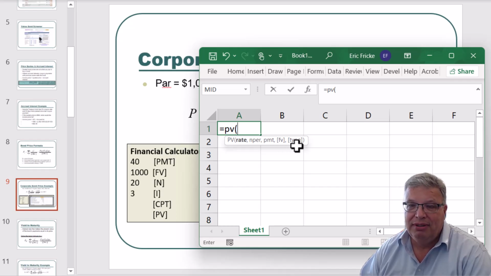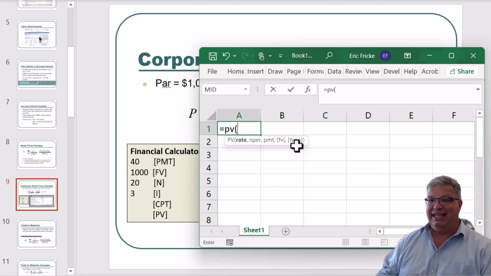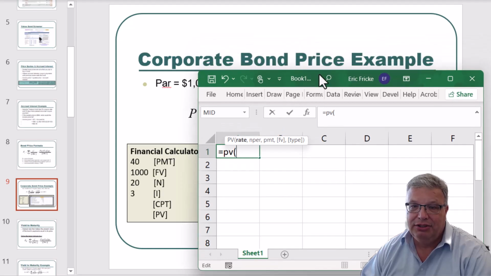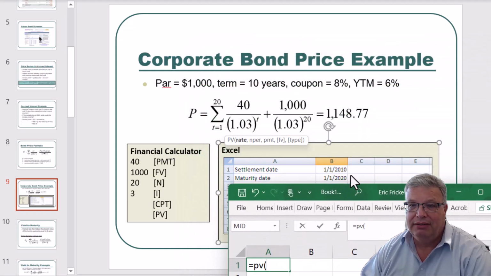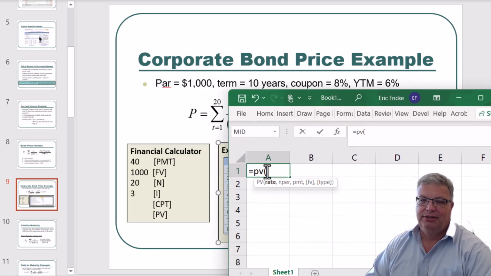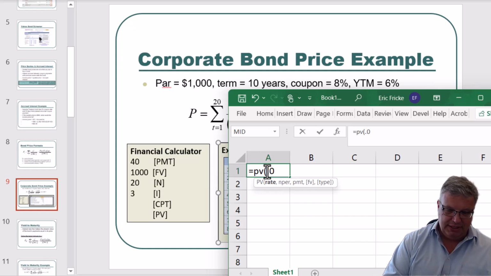And then type, just leave type blank, and it reverts to the default, which assumes that all cash flows happen at the end of our periods, which is what we always do in finance. All right. So the first thing, the rate, is basically going to be the yield to maturity divided by 2, right? We're given a yield to maturity there of 6%, so I'm going to take that 6% and divide it by 2. 3%. 6% divided by 2, okay?